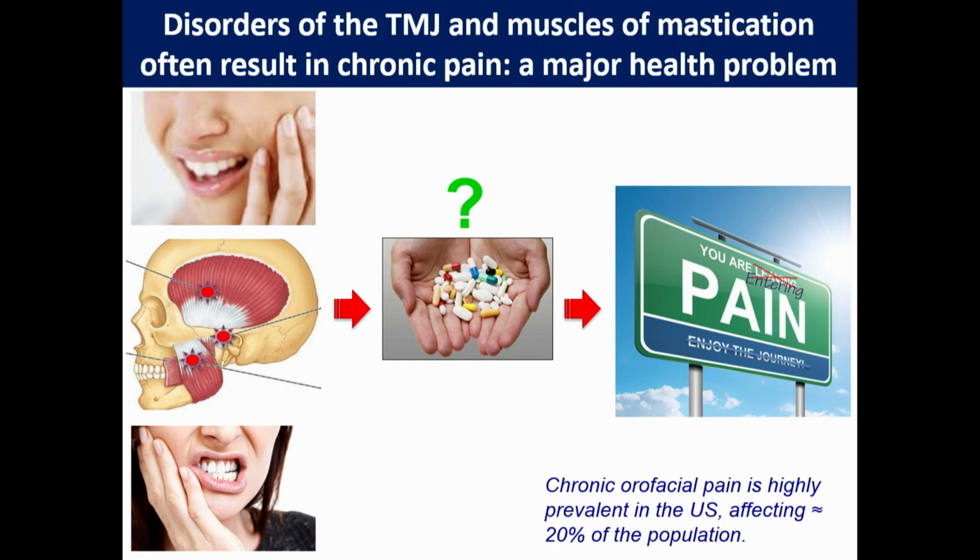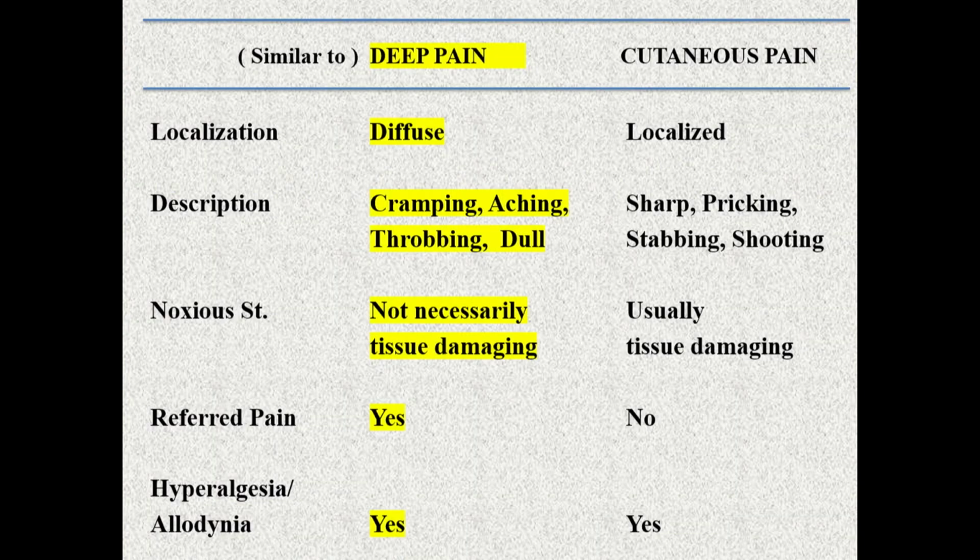Before I start, I want to go quickly over some unique features of trigeminal pain processing and TMD pain. TMD-associated pain is like deep pain and visceral pain. It's not like cutaneous pain, it's more diffuse. It feels cramping, throbbing, dull, and often it refers to other parts. So it refers to territory outside the injury, and it also has pain hypersensitivity.